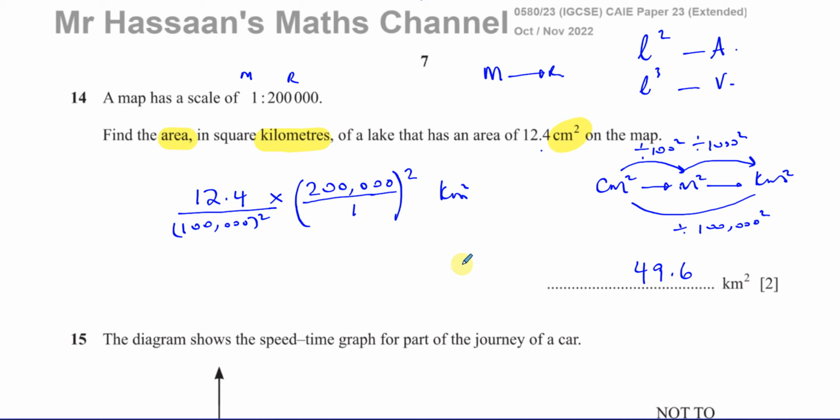You have to be very careful. This is the scale or the ratio of the lengths. We have to make it into the ratio of the areas. We're going from map to real life, so we have to multiply by bigger over smaller, 200,000 over 1. If we were going from real life to map, we would multiply by 1 over 200,000. And then we would square that because we're finding ratios of areas, and this is the ratio of lengths. And then to convert the units, we have to remember from centimeters to kilometers, you divide by 100,000. But from centimeters squared to kilometers squared, we divide by 100,000 squared.